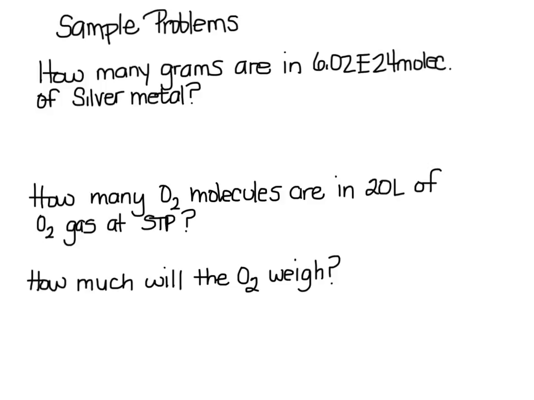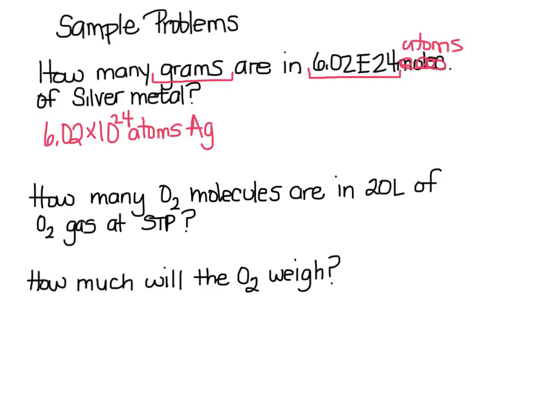So to wrap it up, I put 3 sample problems here. These are multi-step problems. So take a look at our first one. How many grams are there in 6.02 times 10 to the 24th molecules, it should say atoms actually, atoms of silver metal? So we start with what we're given. So we have 6.02 times 10 to the 24th atoms of silver.